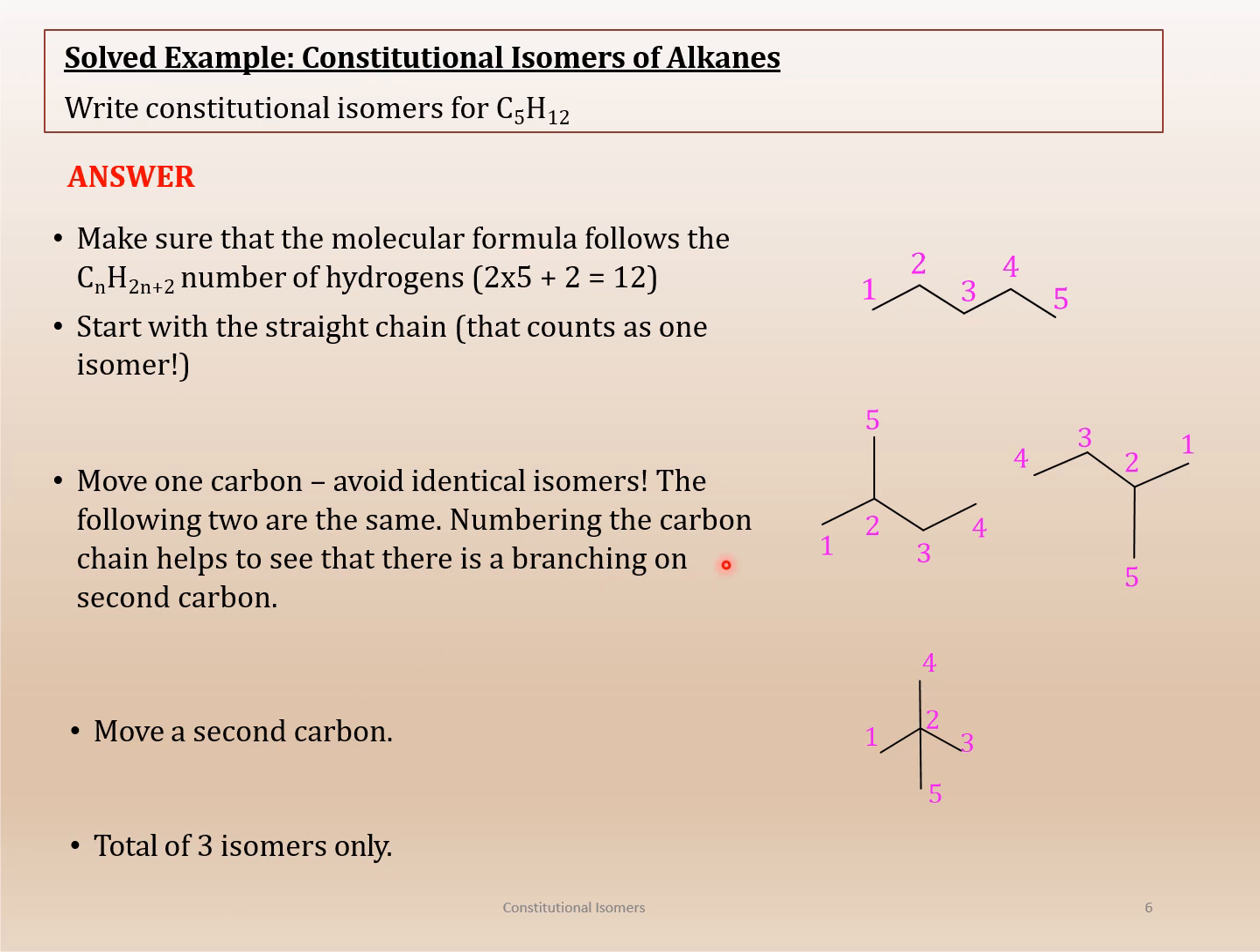What I've gone through here is several examples. It's not mandatory that you see everything in one sitting. It's not mandatory you do this at all. It's helpful, but I go through all of these examples just to show you what you can do for constitutional isomers. So here's a simple one, C5H12. Now, I showed you before they can only have so many isomers for C5H12.